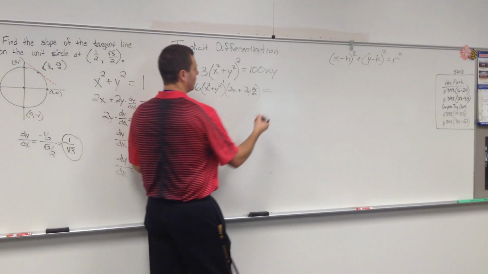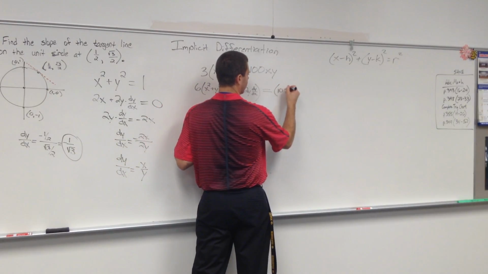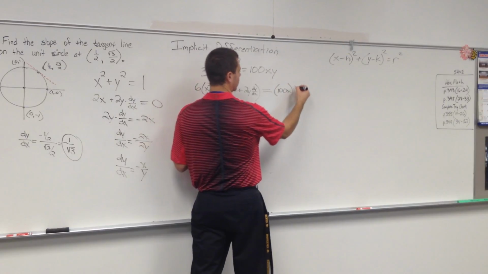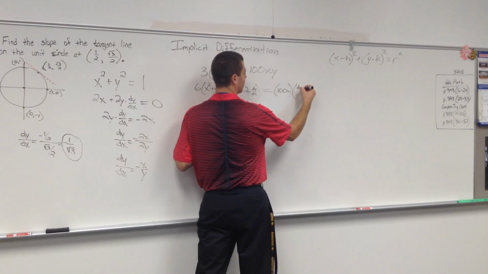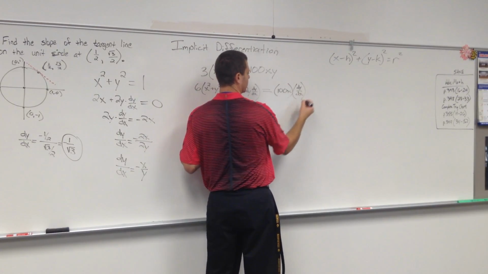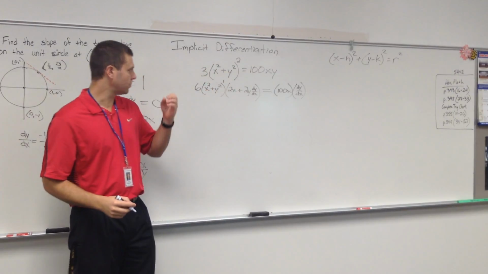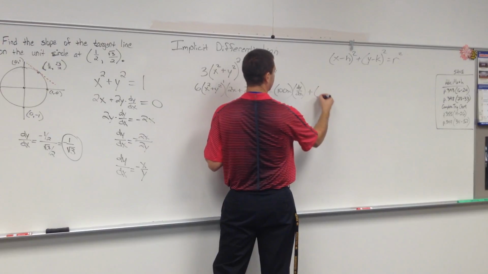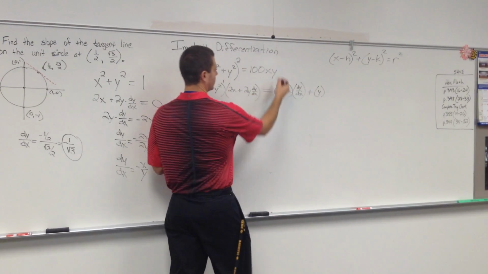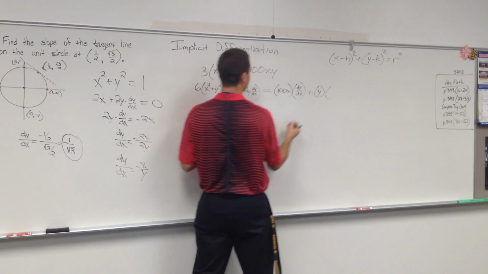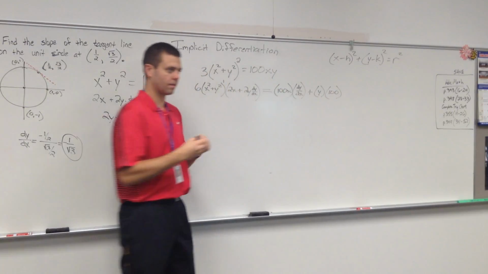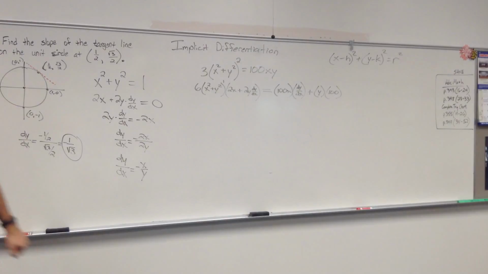Okay? So 1 is going to be 100x. d2 is going to be dy dx. So there's my 1 d2, plus 2 d1, which would just be 100. Questions on that so far?